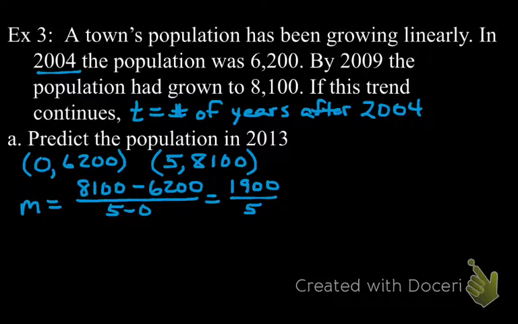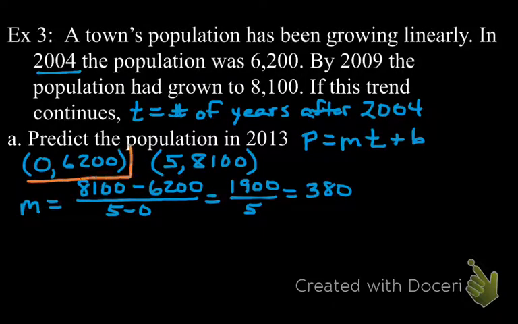I think it's 380. Yes, it is 380. Now remember, that's our slope. So in our case, I'm going to use P for population. Population will equal the slope times T plus the y-intercept, or in this case, it'd be the p-intercept. And remember that p-intercept, again, is given when the input value is 0, so we're going to use this.